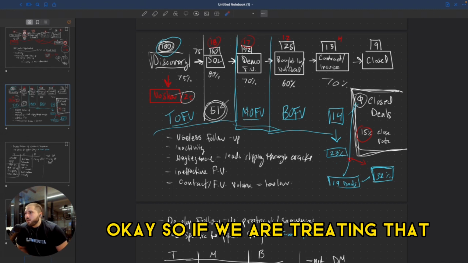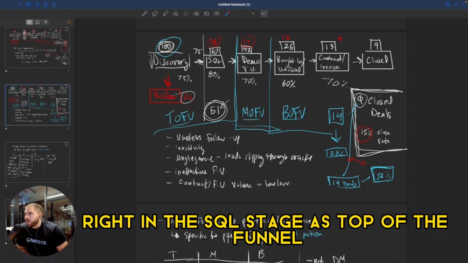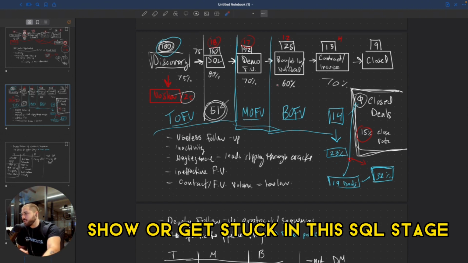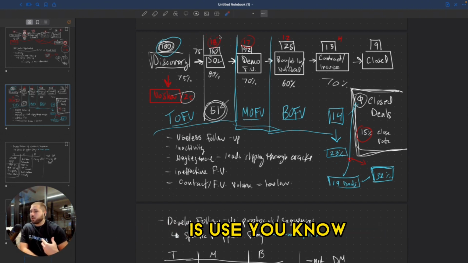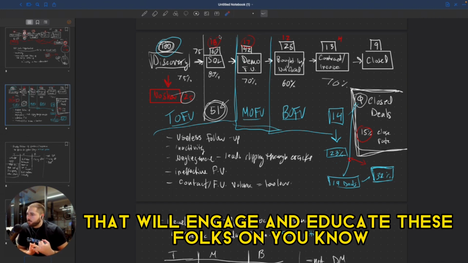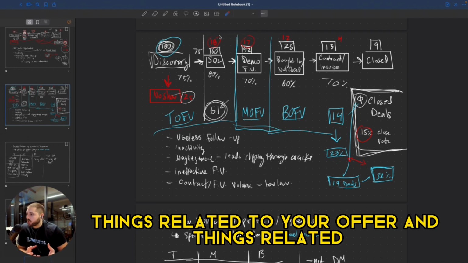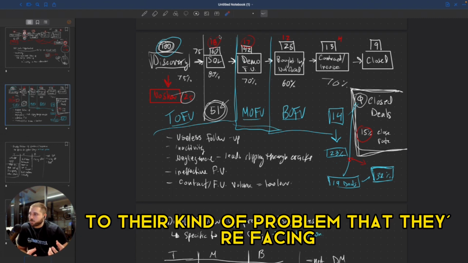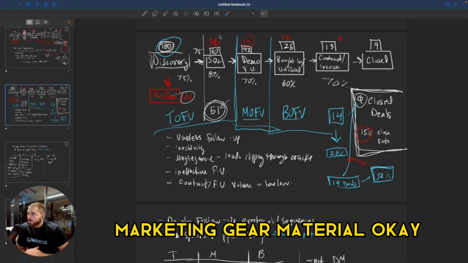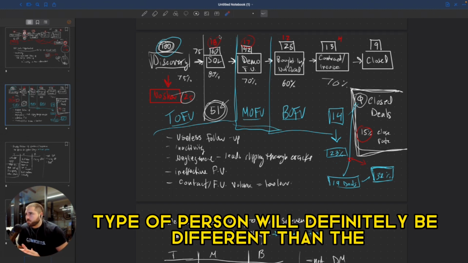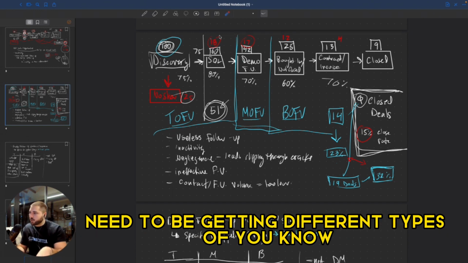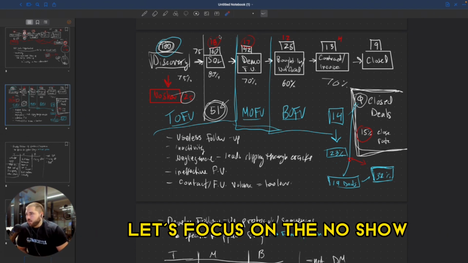So if we are treating the SQL stage as top of the funnel, for people that either no-show or get stuck in this SQL stage, you need to use a type of follow-up formula or method that will engage and educate them on things related to your offer and the problem they're facing. You still want to hit them with more marketing-geared material. The no-show person will definitely be different than the SQL person because you've actually spoken to them. So these two buckets of people need to be getting different types of material and follow-up. But let's focus on the SQL.